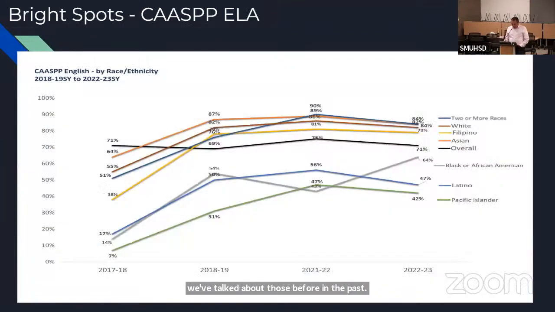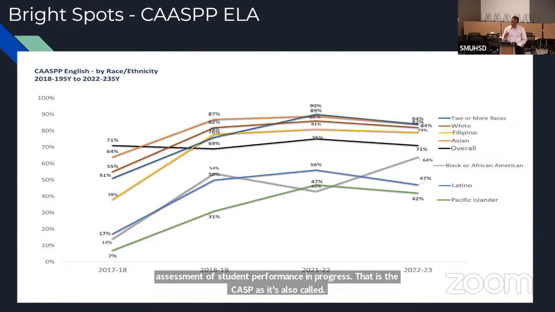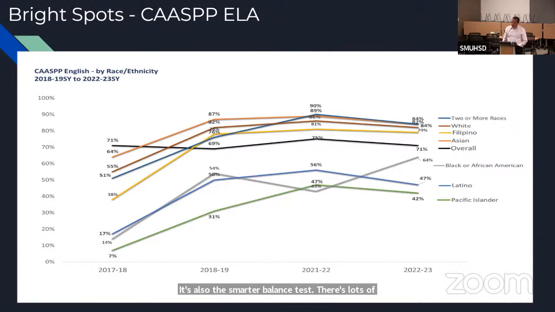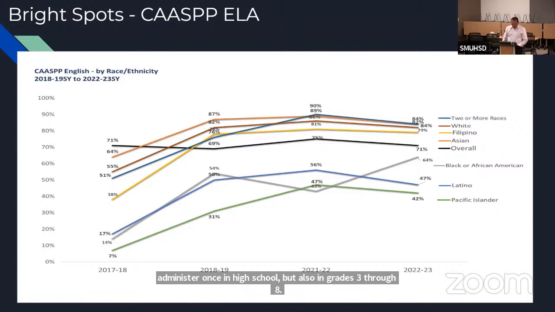The second set of data is related to the California Assessment of Student Performance and Progress. That is the CASP, as it's also called. It's also the Smarter Balanced Test. There's lots of names for it, but it's really the test we administer once in high school, but also in grades 3 through 8 in the elementary districts.